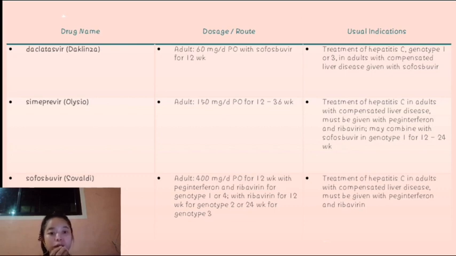The new drugs approved for treating these diseases are protease inhibitors. They can be used in combination with ribavirin or ribavirin and peginterferon or other hepatitis C drugs to treat chronic hepatitis C in patients with compromised liver function.